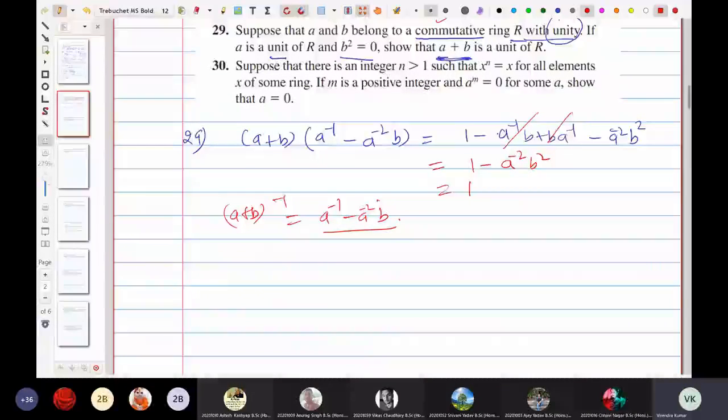So let us see question number 30. We need to do it quickly. Question number 30, what it says: suppose there is an integer such that all elements, for a positive, for some, so that a is 0.